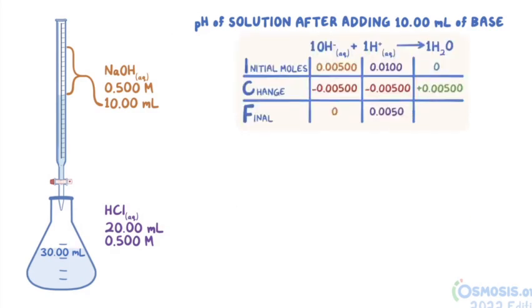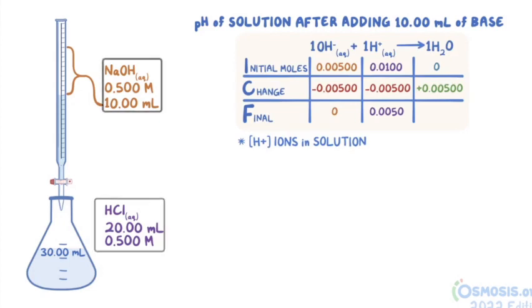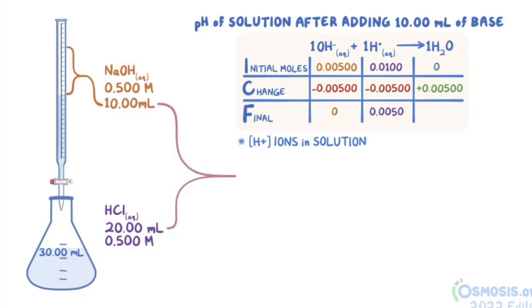To calculate the pH of the solution, we need to know the concentration of H+ ions in the solution. Since we started with 20.00 milliliters of hydrochloric acid solution and we added 10.00 milliliters of sodium hydroxide solution, the total volume is now 30.00 milliliters, or 0.03000 liters. To find the concentration of H+ ions, we take the final number of moles of H+ ions, which was 0.0050, and divide by the total volume of the solution, which is 0.03000 liters.